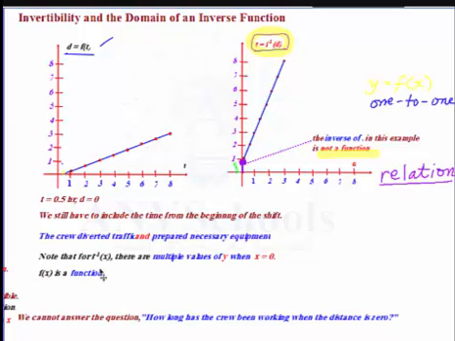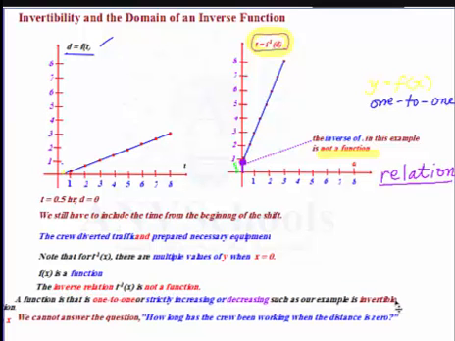Notice that f of x is a function, and our f of negative 1 of x, which is the inverse relation, is not a function. Therefore, we can say that a function that is one-to-one or strictly increasing or decreasing, such as our example, is invertible. But in reality, as we see it, the inverse of our original function, d is equal to f of t, is not really invertible. So the definition of invertible should be strictly increasing or strictly decreasing, and should take into consideration the property which is one-to-one.